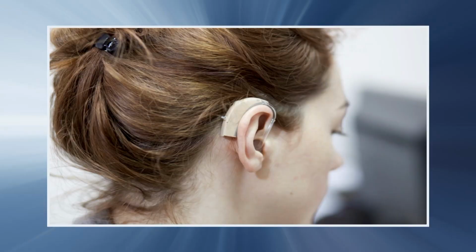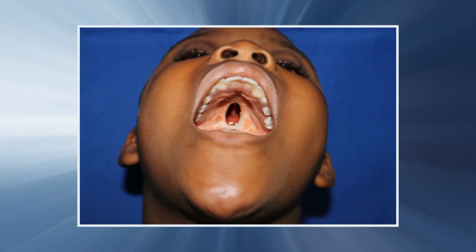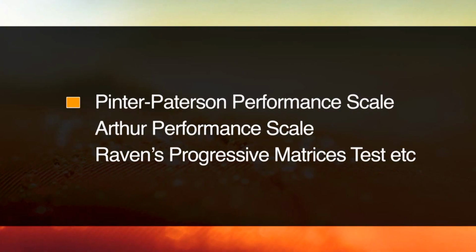For measuring intelligence of persons with language handicap arising out of deafness or speech defects or cultural variation, this type of tests are widely used. Obviously, this is a non-verbal test. Some of the other performance tests include the Pinter-Patterson Performance Scale, the Arthur Performance Scale, and Raven's Progressive Matrices, etc.